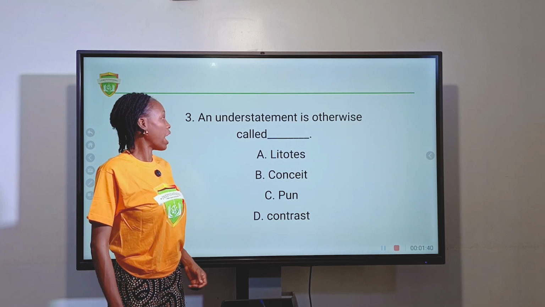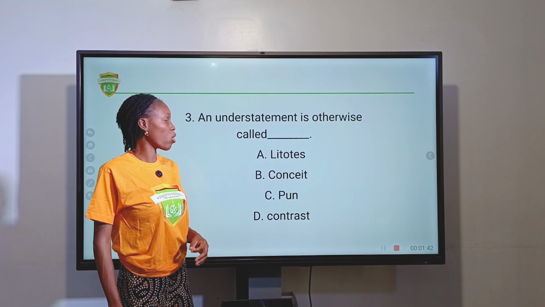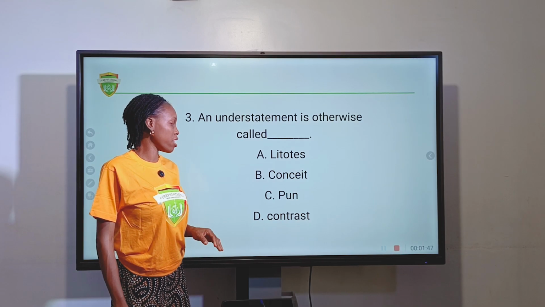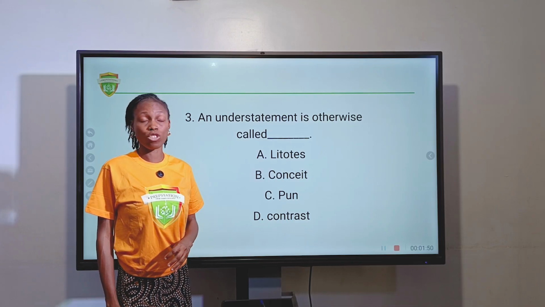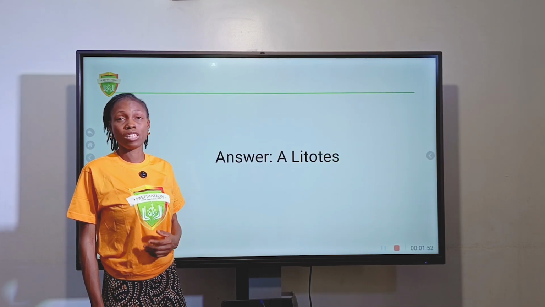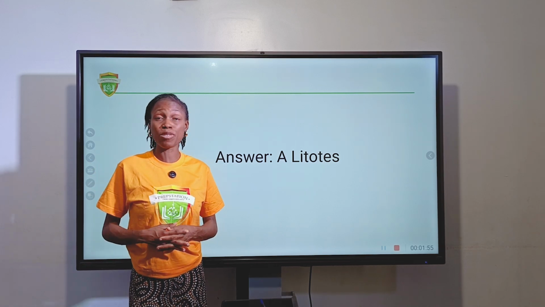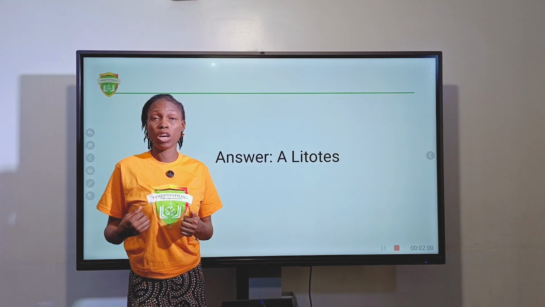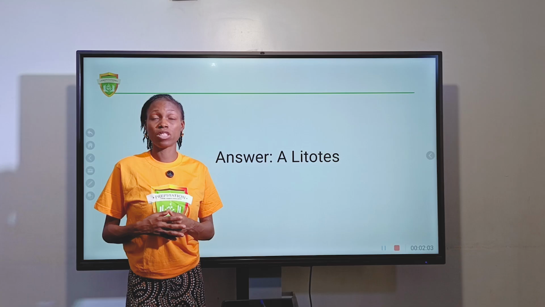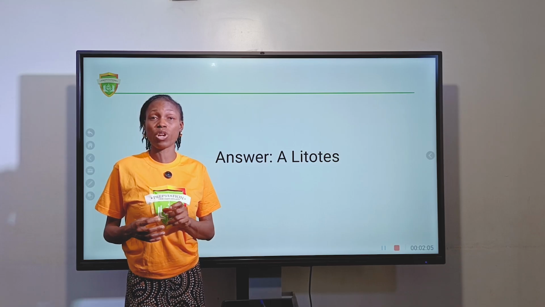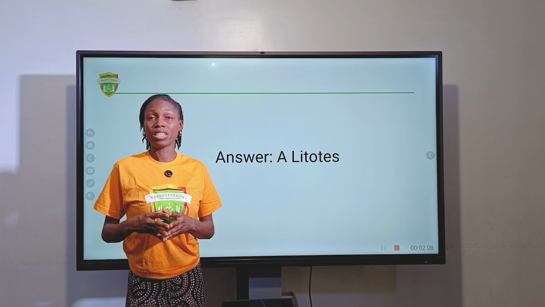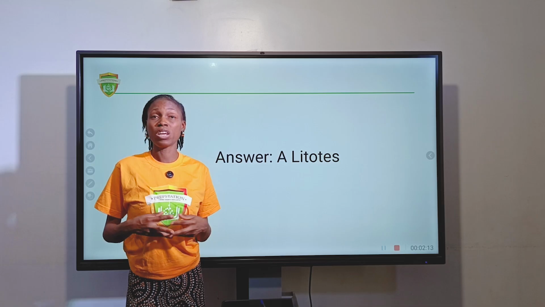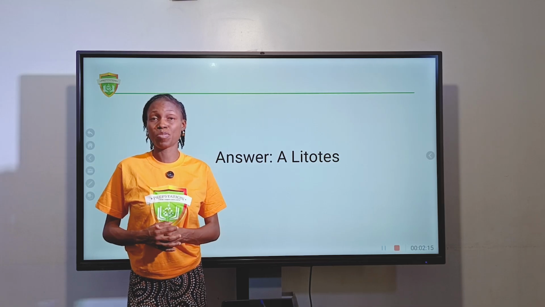Question 3. An understatement is otherwise called A, litotes, B, conceit, C, pun, and D, contrast. The answer is litotes. Litotes is an understatement that makes use of "not" or "no", mostly negative words. The speakers who use litotes do not actually mean the exact thing they say. So it's an understatement, and until it's examined closely, one doesn't know what the speaker intends.